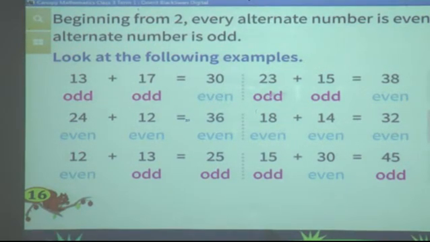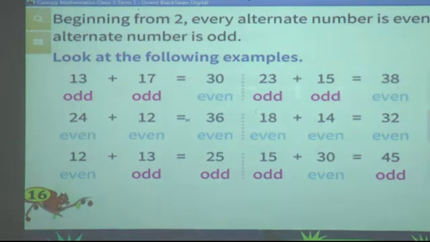Okay. Now see one more example. Here 23 is there, isn't it? 23 plus 15. Do the addition of these two numbers. What will be the answer? 38. The addition will come 38. And see, 23 is also an odd number because 3 is there. Now see this 15. This is also an odd number because 5 is there. But if we add two odd numbers, the sum is an even number, because we are getting the answer 38, which is an even number.